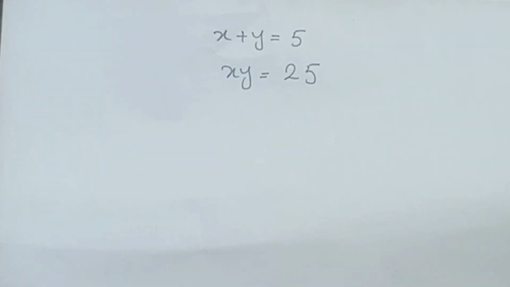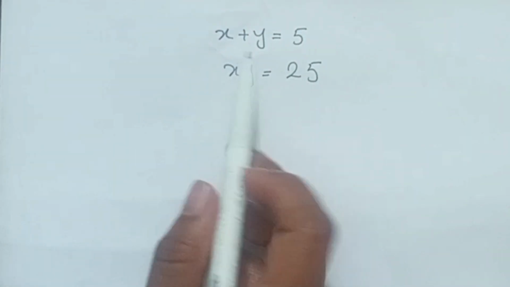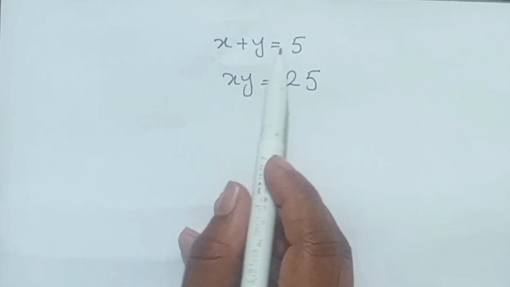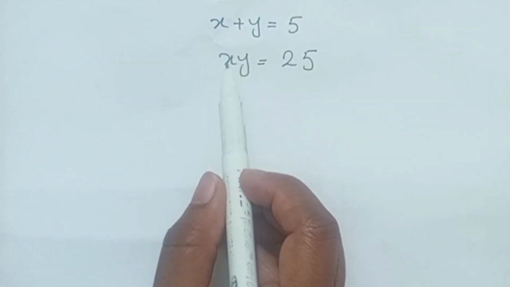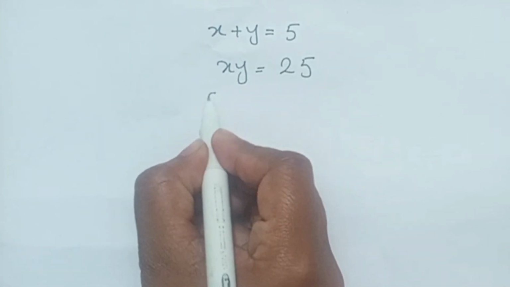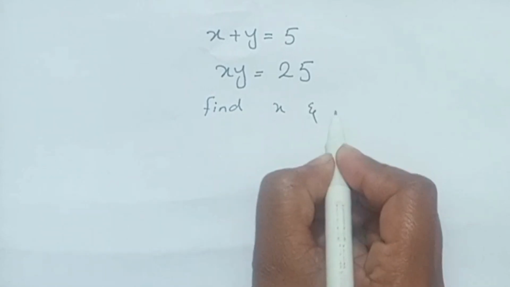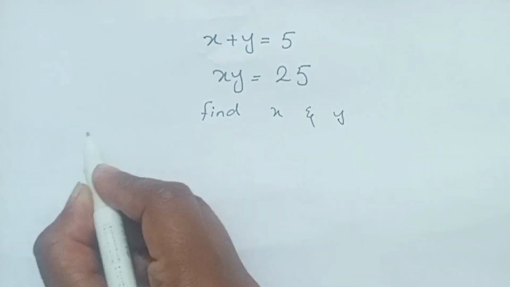Hello everyone, hope you are all fine. In this video we are going to solve this question. We have x plus y equal to 5, and the product of xy equal to 25, and in our question we find the value of x and y. So let's start.